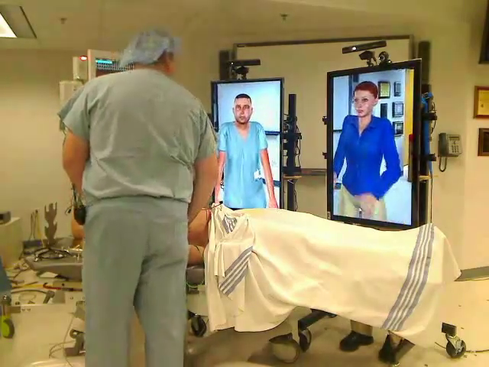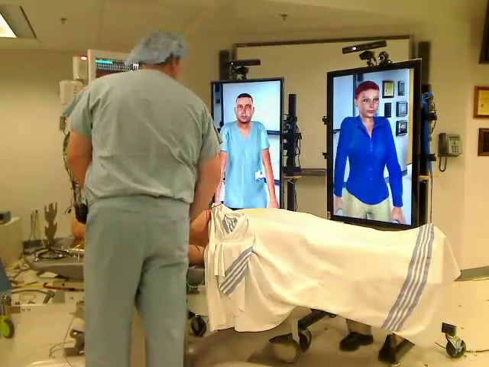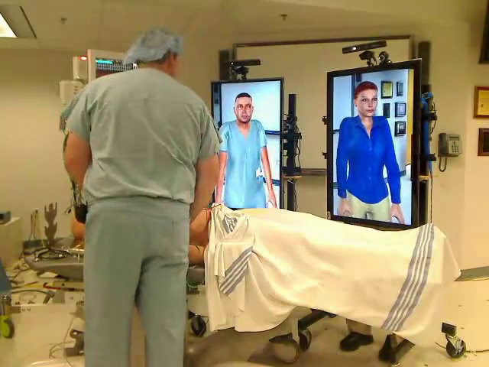What's wrong with my dad? Why is his heart rate so high? He's having pain in his chest. We need to determine if it's from his heart.